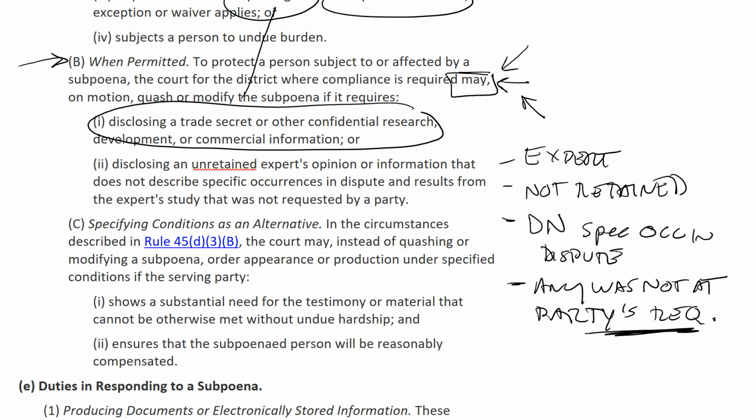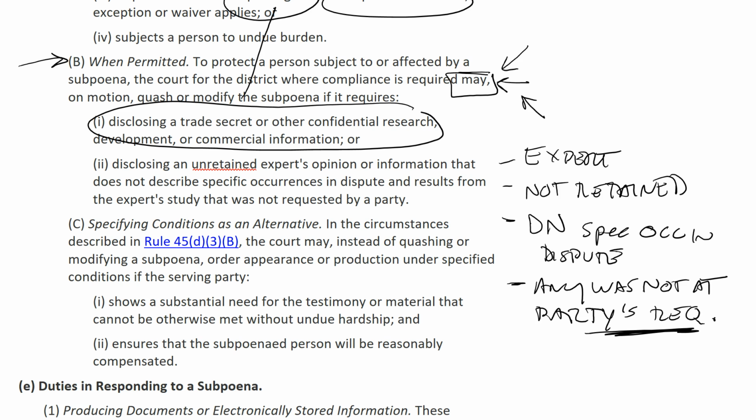Well, the court has the power, the discretion to quash or modify the subpoena if that unretained expert would be testifying or providing information on things that are not specific to the lawsuit, that are in dispute, and any research done by the expert was not requested by any party, right? So that's to protect the kind of secret research or the freedom of the expert to do their work and not to be sponged upon, not to have free riding on the expert unless the party is willing to retain and pay for the work of that expert.